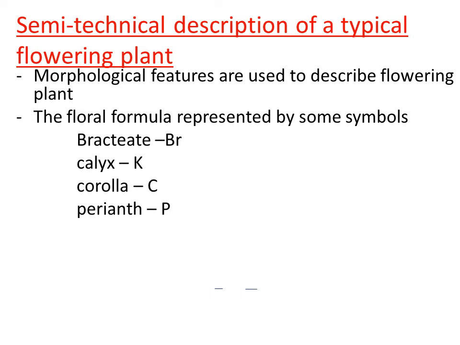Perianth is nothing but undifferentiated calyx and corolla. Then let us come to the androecium. Androecium is the male reproductive unit. It is represented by capital A. Then gynoecium is the female reproductive unit. It is represented by the symbol capital G.